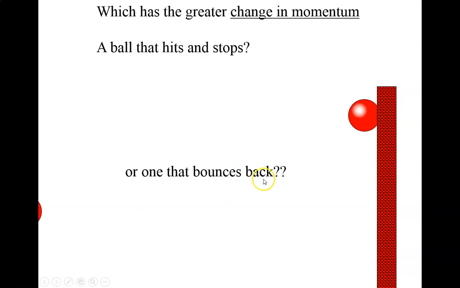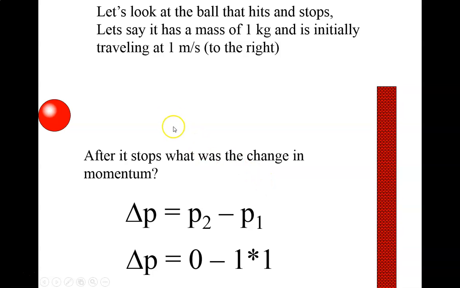Let me show you why. So let's pick some easy numbers. We've got a ball with a mass of 1 kilogram, and it's traveling at 1 meter per second to the right. It comes to a stop. So my final momentum is 0 because it comes to a stop. My initial momentum was 1 times 1, so I'm going to subtract that. So 0 minus 1 times 1 gives me a change in momentum of -1.